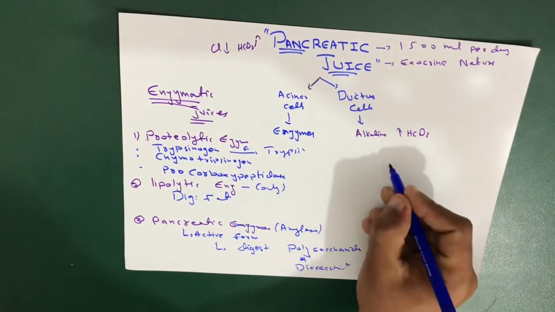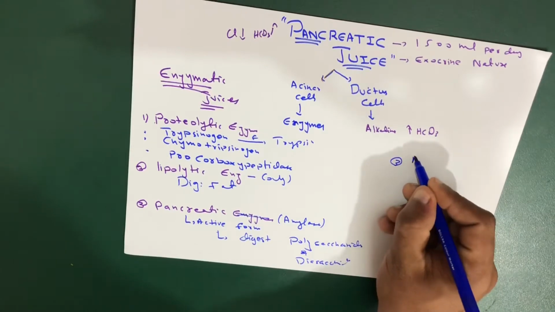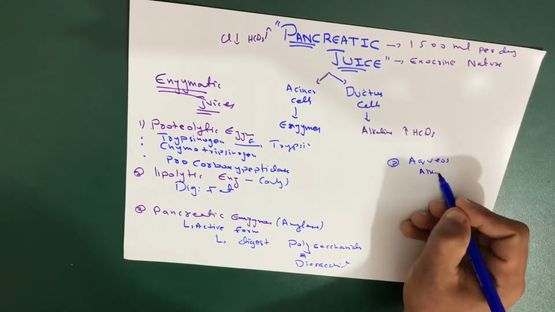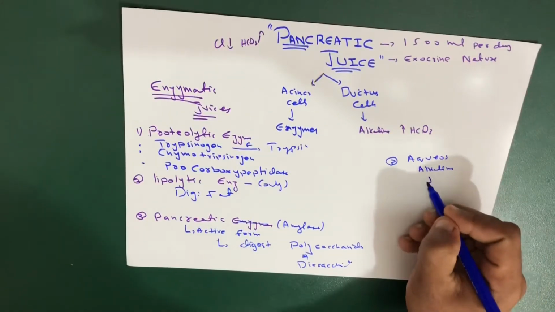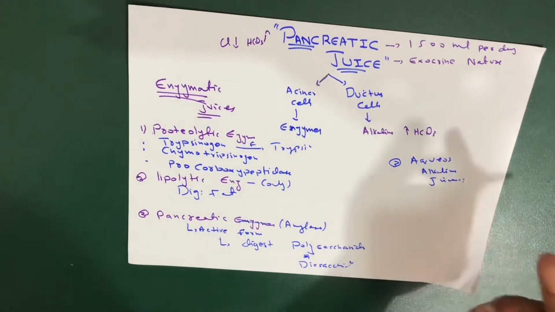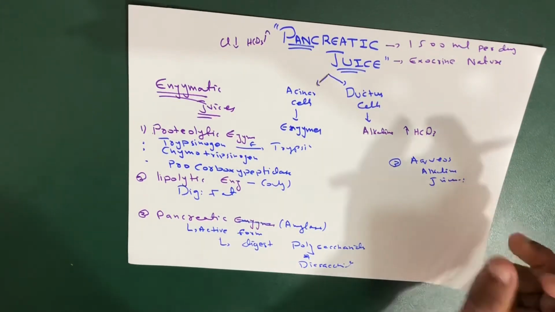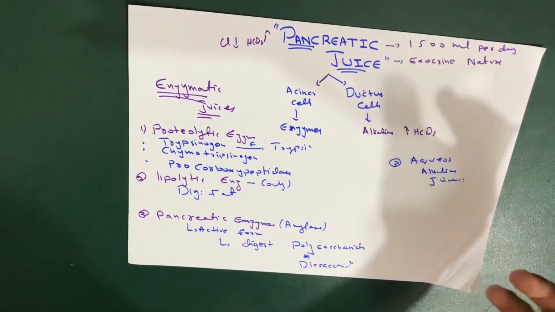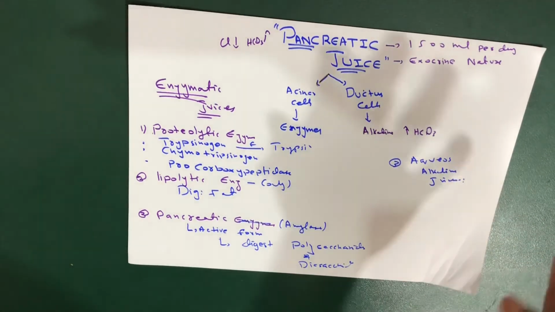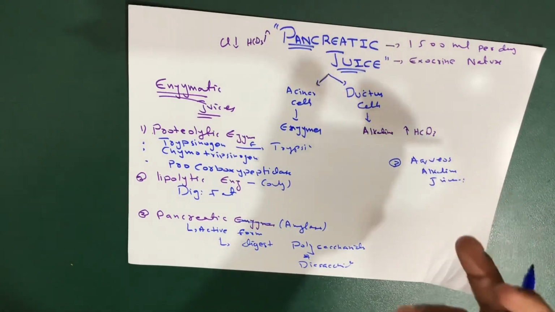There are other types of juices sometimes included. We call them the aqueous alkaline juice, which is also secreted by your pancreatic ducts. It provides the optimum pH for the function of your pancreatic enzymes, and it neutralizes acid chyme as well.